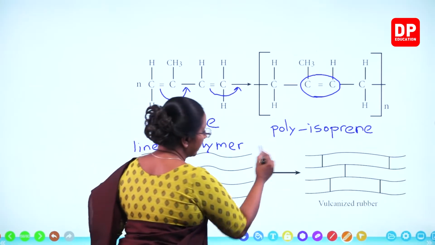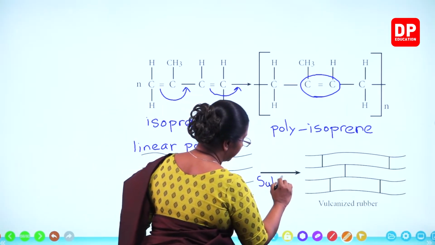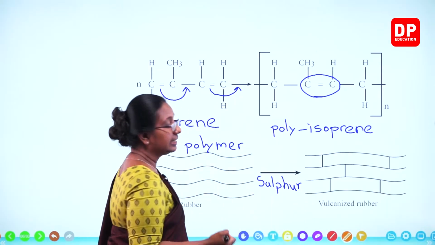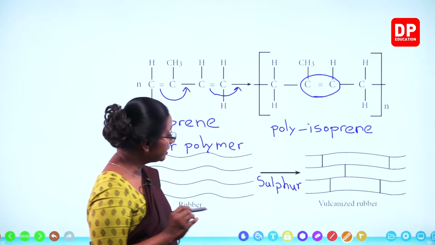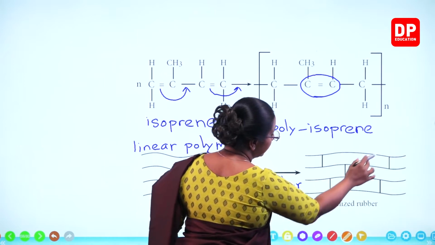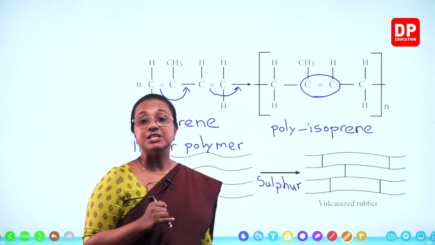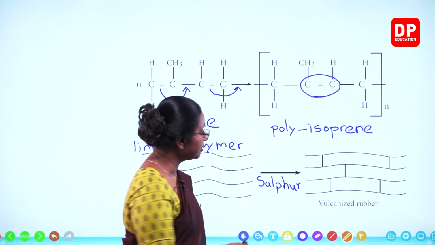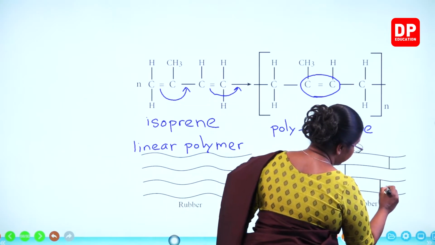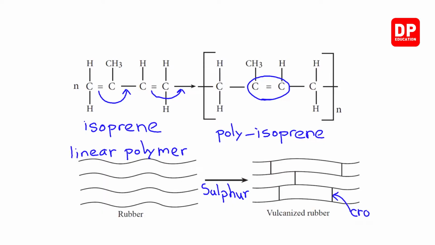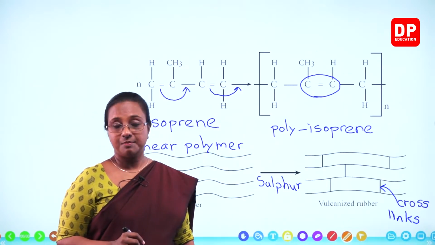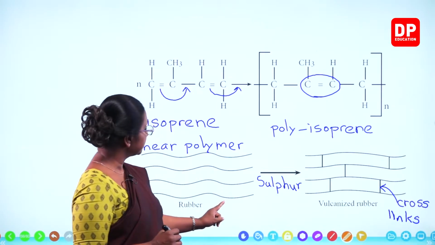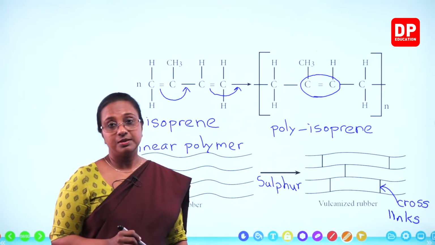But when you react it with sulfur, you can remember, you get vulcanized rubber. With sulfur, there are cross links formed between the chains of rubber. Between polyisoprene molecules, there are side cross links formed. Now these are the cross links. That is only in vulcanized rubber. Now the normal natural rubber is a linear polymer.